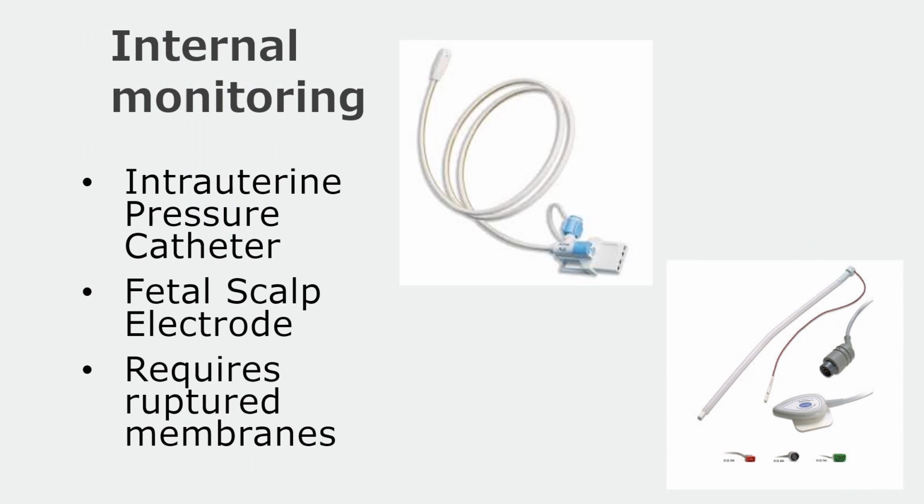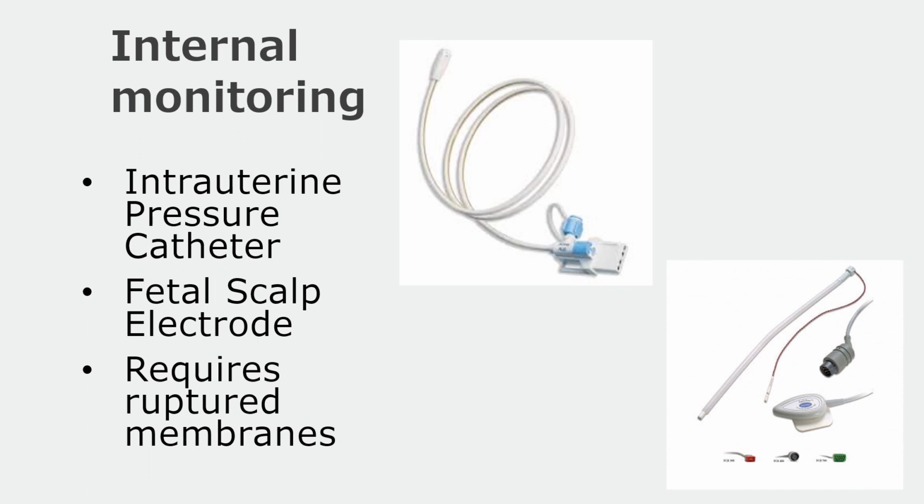Okay, we talked about internal monitors, so I wanted to show you what these look like. This is your IUPC, intrauterine pressure catheter, and this is the one that measures the contractions from the inside. So this is where you're measuring with that scale the intensity, okay? Fetal scalp electrode is there on the right-hand side, and again, it's like a little corkscrew that goes just under the scalp on the baby's head, and it picks up the fetal heart rate.